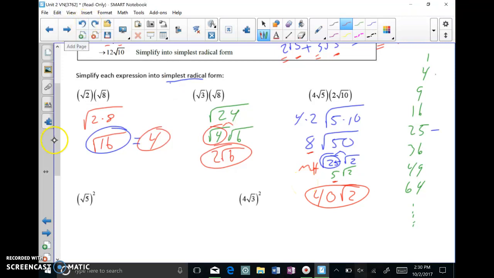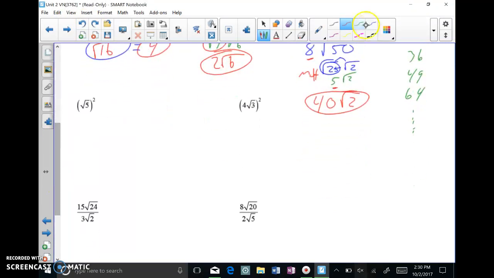All right, let's keep going. Now, what about a radical squared? Well, remember, something squared is simply times itself. So rad 5 squared is just rad 5 times rad 5. And rad 5 times rad 5 is rad 25. And 25 is on your list.